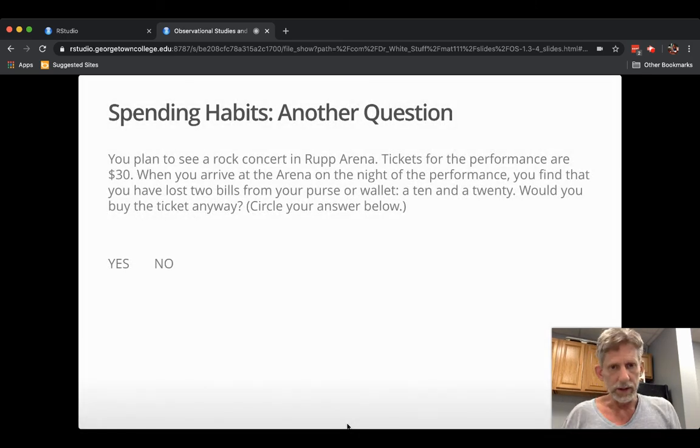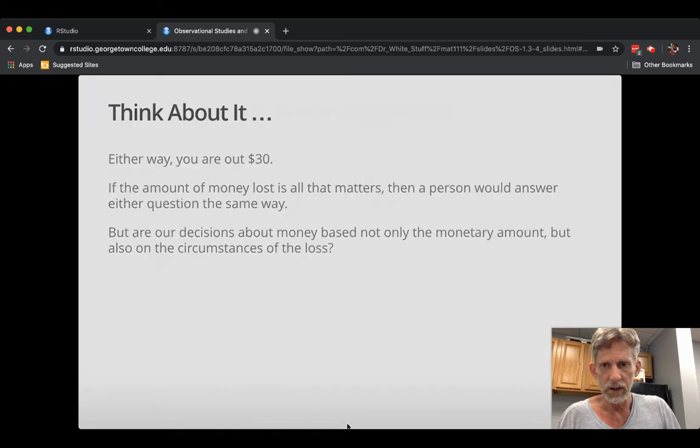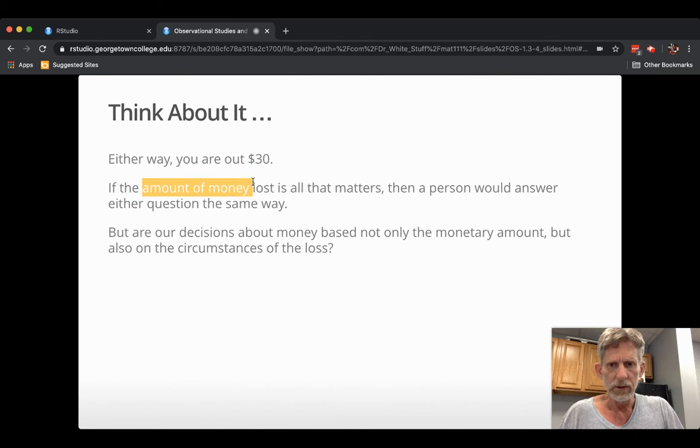And in the second scenario here, you haven't bought the ticket yet, you're planning to, and you found that $30 has gone out of your wallet or purse onto the street somewhere. So in this scenario, you're also out $30. You've lost $30, and the question is whether you'll spend another $30 to see the concert. So if the amount of money that you lost is all that matters to the decision about whether to see the concert, then a person would answer either question the same way.